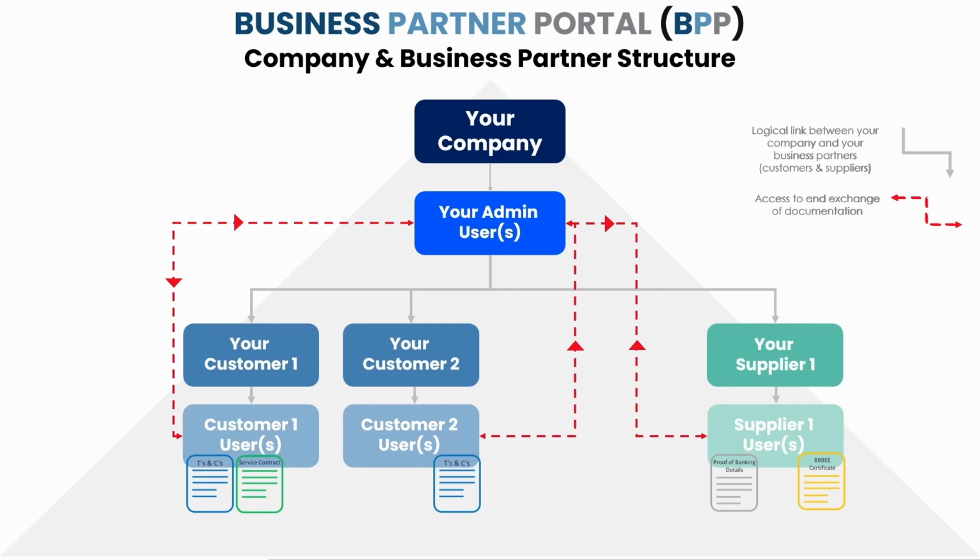The design of the Business Partner Portal can be explained as follows. All the gray lines is how the entities are connected with each other. At the top, we've got your company. You've got a single or multiple admin users. These admin users can create your customers and your suppliers on the Business Partner Portal.